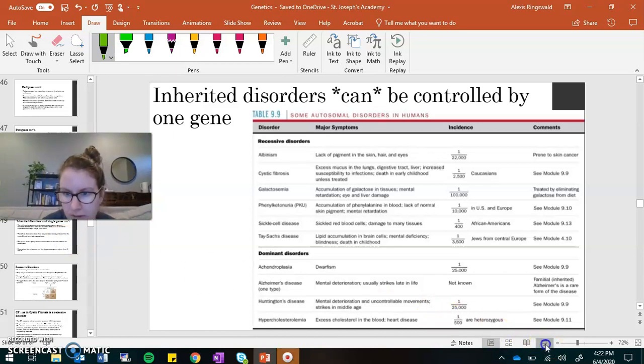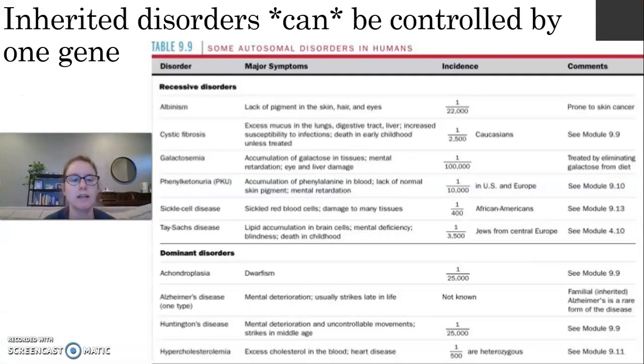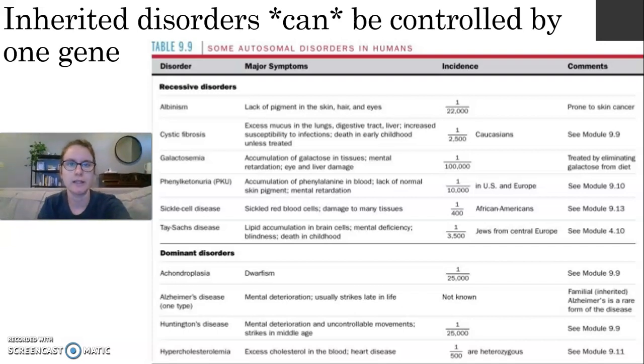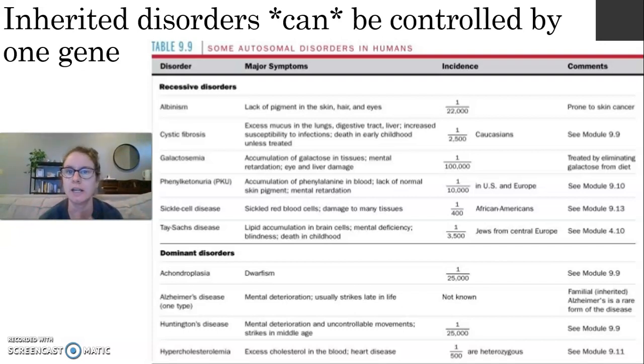Alright guys, so I left off on this slide right here, just talking about inherited disorders that can be controlled by just one gene. Remember, like I said, not all disorders and all traits are only controlled by one gene, but genetics is easiest to teach by first explaining one gene to a disorder or one gene to a trait.